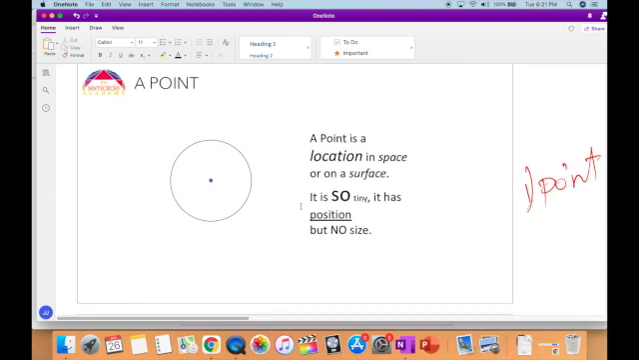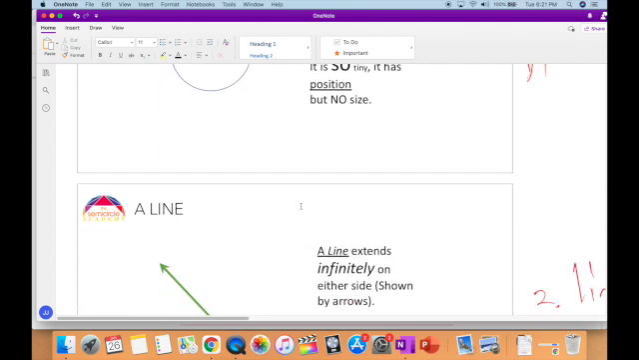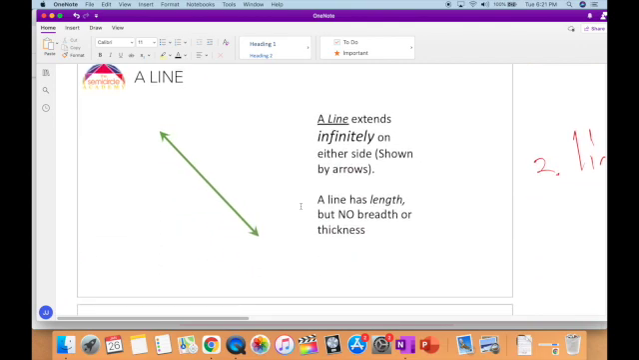And a point, you don't have to write it down word for word, but just get the point. A point is a location in space or on a surface. It is so tiny that it has no size. It has position, but it has no size. So you have no dimensions. You can't say how big a point is. And let me know if I'm going too fast, if I need to slow down, right?